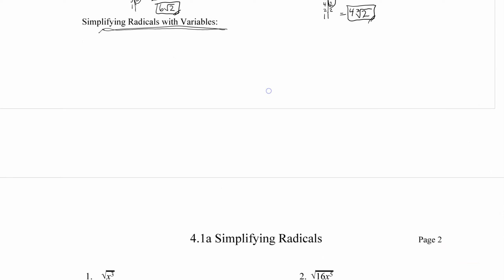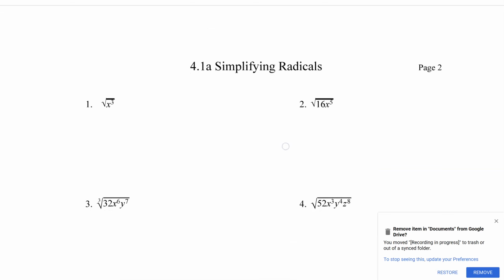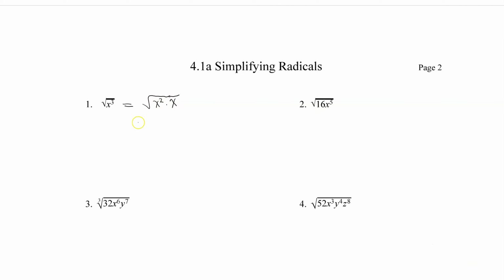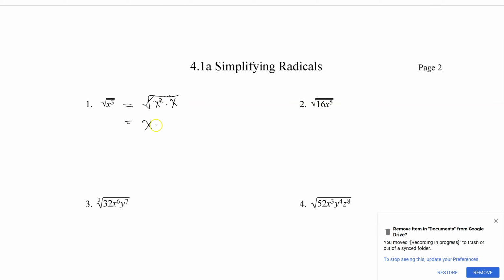And for that, we're going to move up to the top part here. So the same thing applies. We're looking for pairs. If you have a square root, you're looking for pairs. If you have a cube root, you're looking for threes. If you have a fourth root, you're looking for fours, and that sort of thing. So x cubed is the square root of x cubed. This is equal to the square root of x squared times x. X squared times x is x cubed. And the square root of x squared brings out the x, and then leaves the other square root of x inside the radical. And that would be simplified.